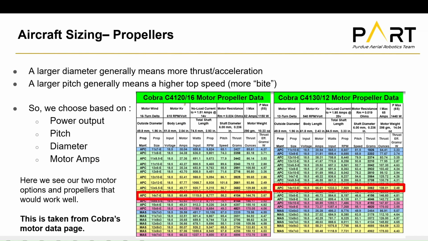So let's talk about our propellers. These are the motor propeller data sheets.